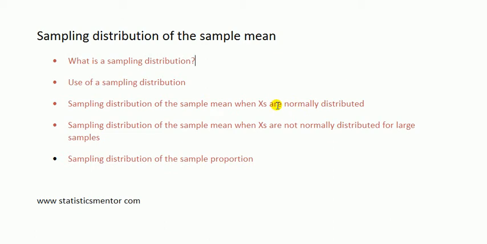Alright, moving on then, the next question is what is the sampling distribution of the sample mean? And there are two cases here, when the random variables are normally distributed and when they're not normally distributed but your sample is large. Okay, so now we're coming on to the sampling distribution of the sample mean. So let's denote x bar.